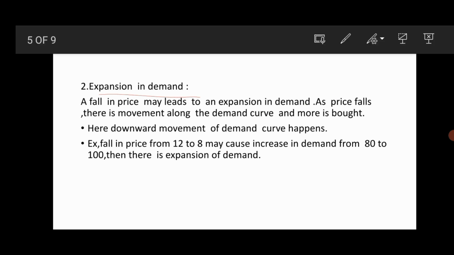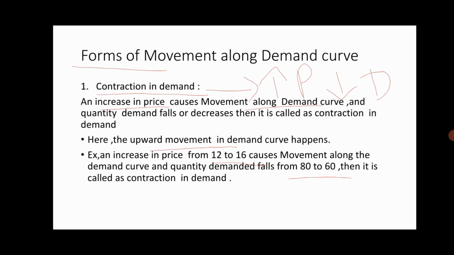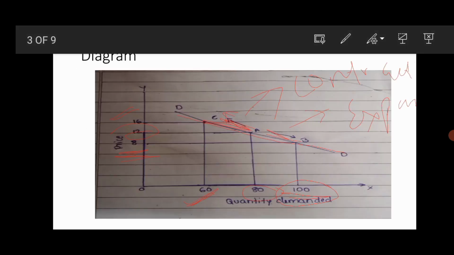Now expansion in demand: a fall in price may lead to an expansion in demand. So the price will fall and there will be an increase in quantity demanded. When the price falls, more of the commodity is purchased by the customers. So here you can see the downward movement of the demand curve. See here in the diagram, the downward movement along the demand curve happens.